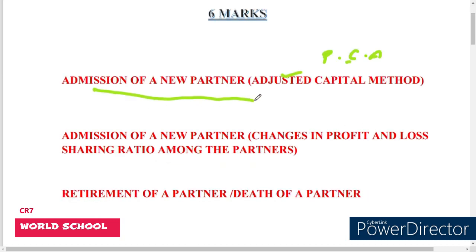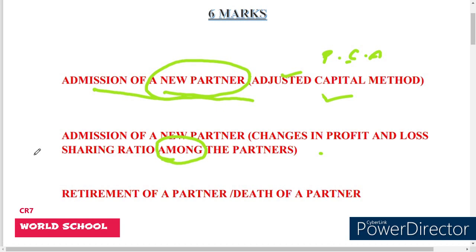If the board has decided to set a question for 6 marks in admission of a new partner, the question will fall in the adjusted capital method. Otherwise, it will be profit and loss changes among the partners, the profit and loss sharing ratio. The last heading you could see in the NCERT, but my best advice is to prepare and practice many questions only from T.S. Grewal's book. T.S. Grewal's book must be your textbook, not just a guide.